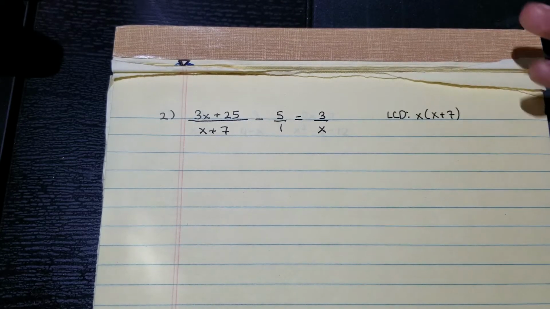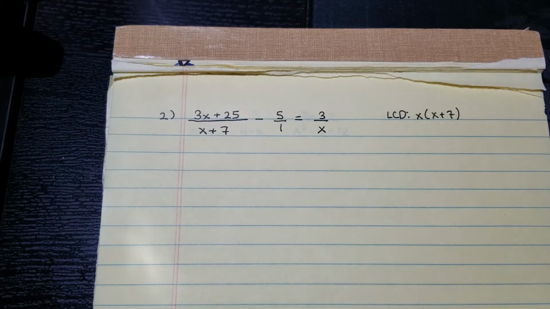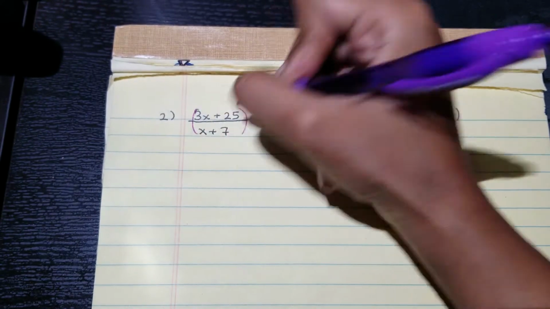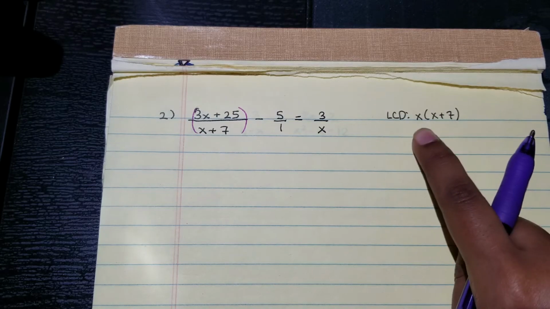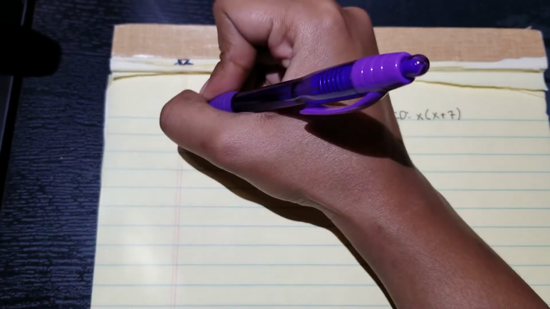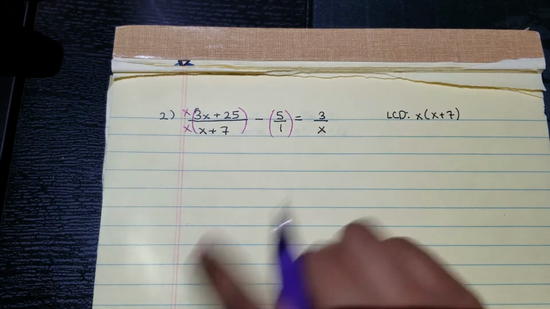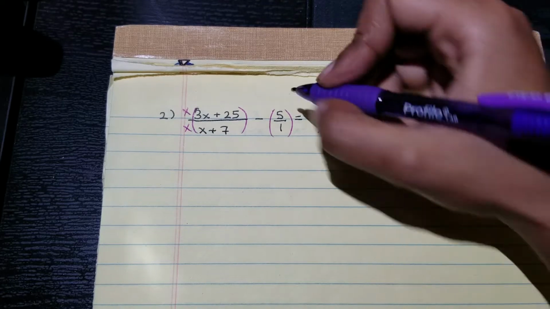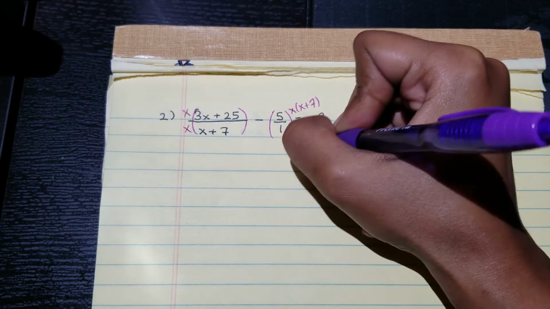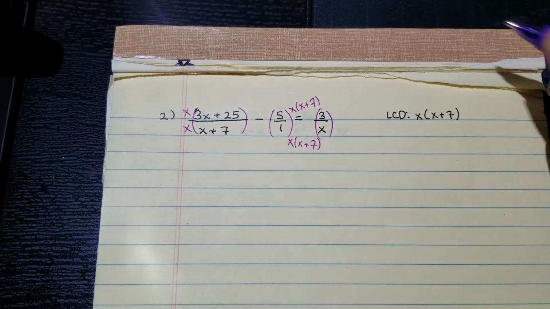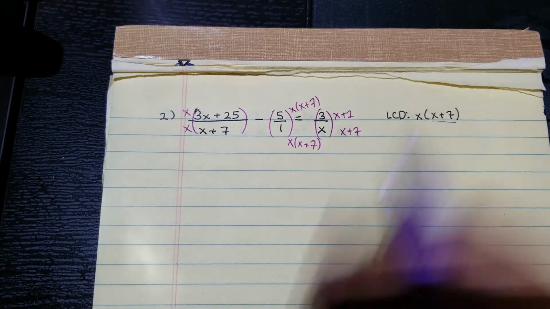And again, when you're trying to get all the denominators to be the same, you're only going to multiply by what's missing. So what's missing from this term out of the LCD, the least common denominator, is the x. It already has the x plus 7. So you're going to multiply x and x on the top and bottom. Now the 5 over 1, on the other hand, is missing everything. So you're going to multiply by the x plus 7 on the top and the bottom. And then for this last term, what is it missing? Only the x plus 7. So multiply that on the top and the bottom.